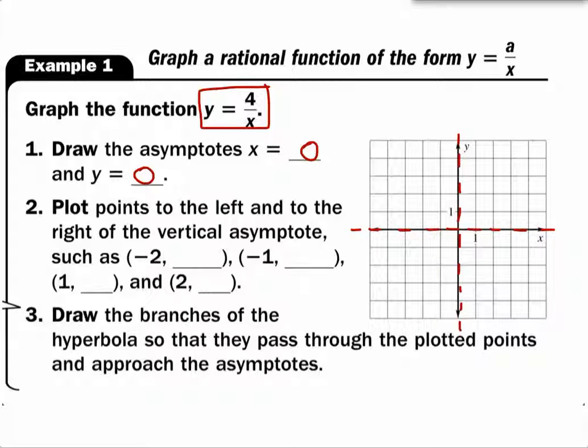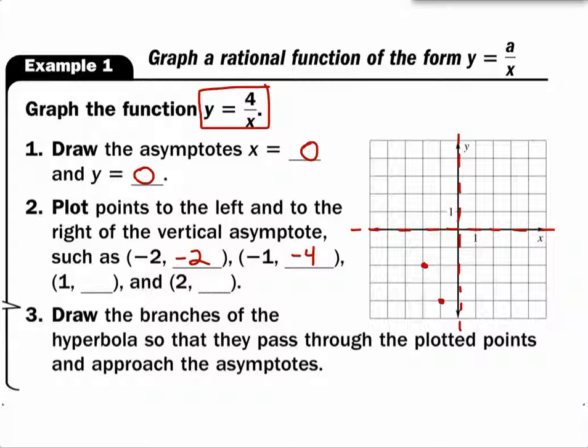And I'm going to plot some points, right? So you plug negative 2 in, and 4 divided by negative 2 is negative 2. So you have the point negative 2, negative 2. And you have the point, let's see, if you plug in negative 1, you get 4 divided by negative 1, so that's negative 4. Negative 1 comma negative 4.